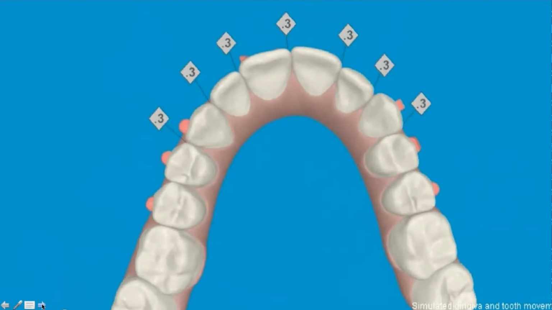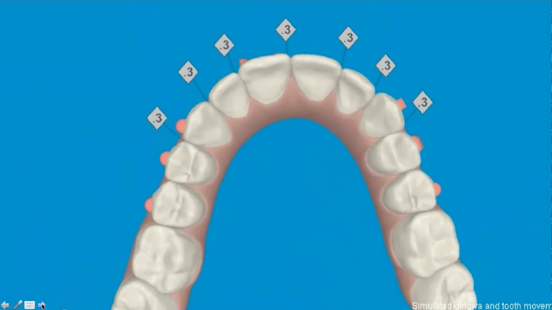Let me show you another example of that same sort of collapsing of the arch. It's problematic.